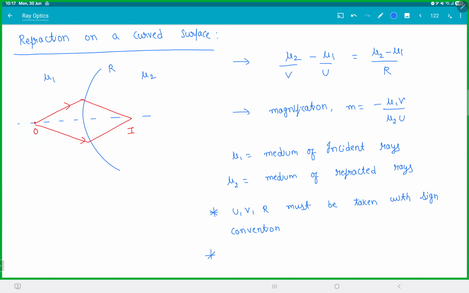If the object is not on the principal axis, you know the process, whatever we did in mirrors, still valid. The only thing that changes is the formula. All the techniques you learned are same. You can note down the formulas there. All clear?